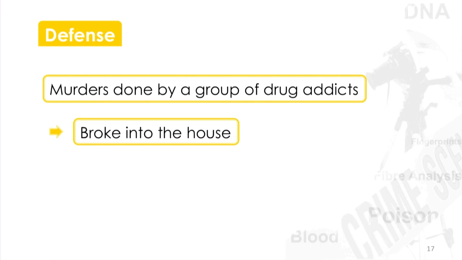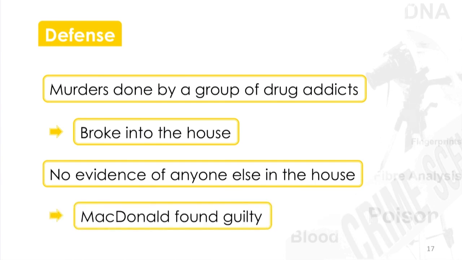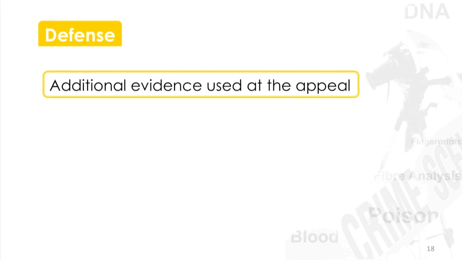Problem was, at the original trial, there was no evidence that anyone other than the family had been in the house. So the defense here is trying to raise reasonable doubt, but without evidence that there were other intruders, this was not considered to be reasonable, and MacDonald was found guilty. However, the defense did find additional evidence which they used at the appeal.